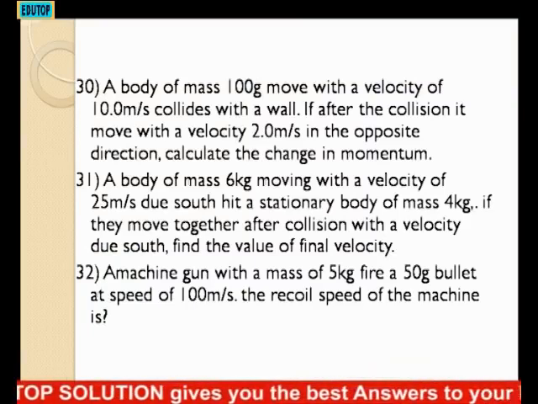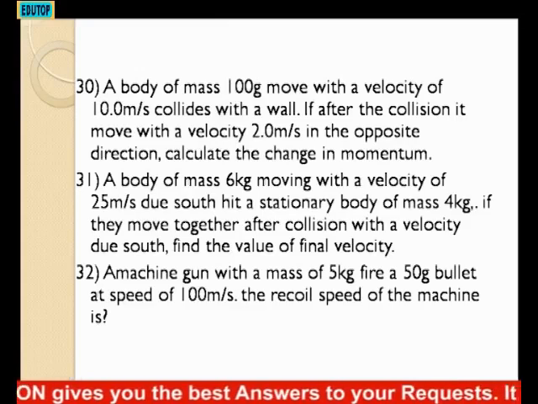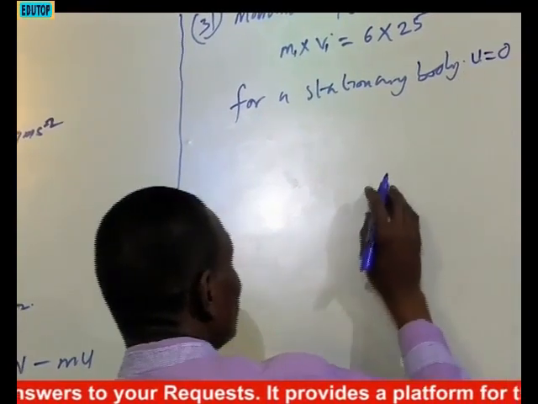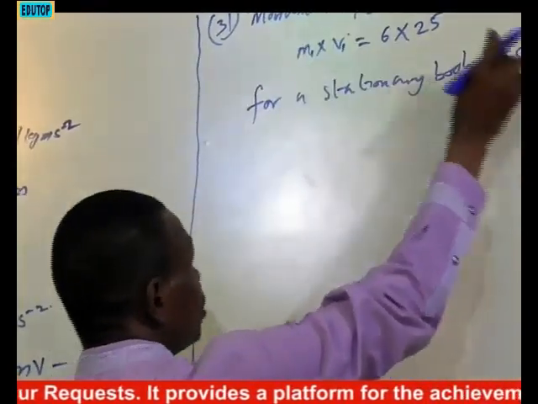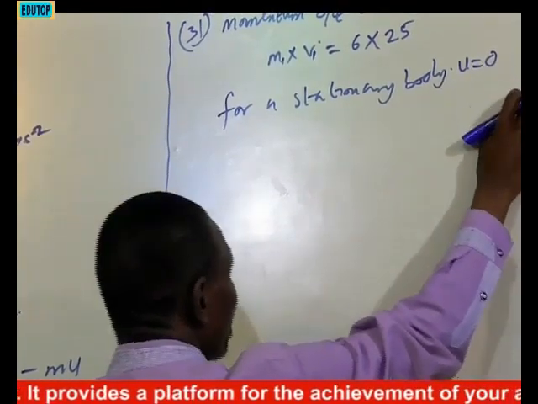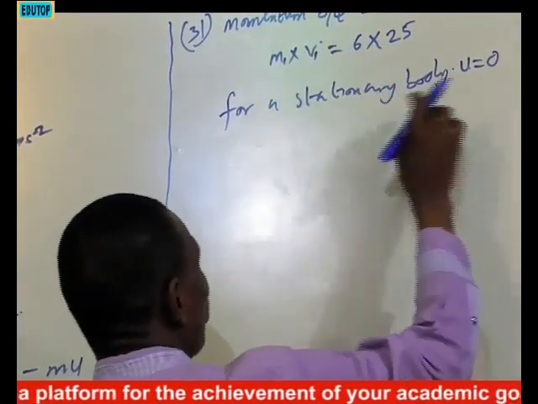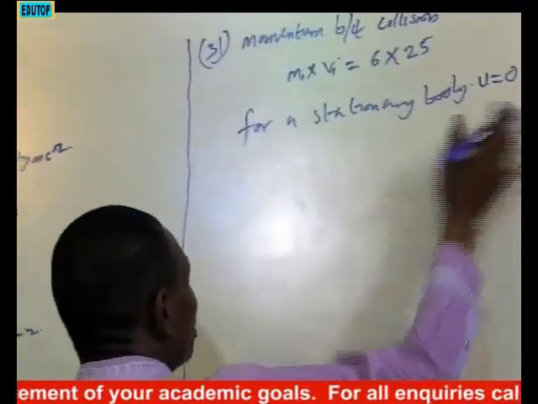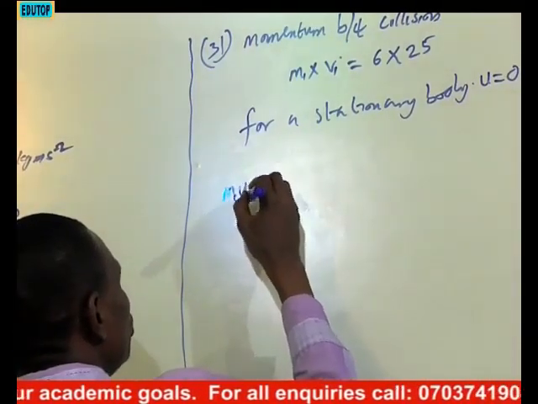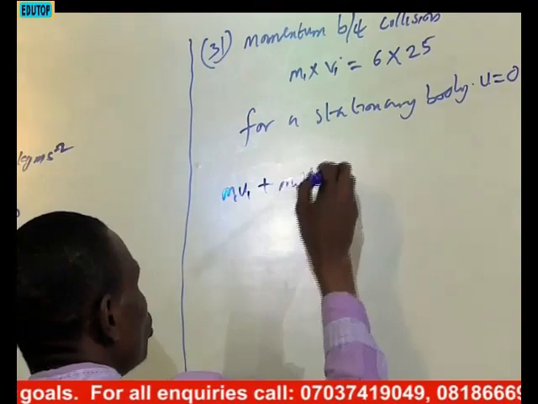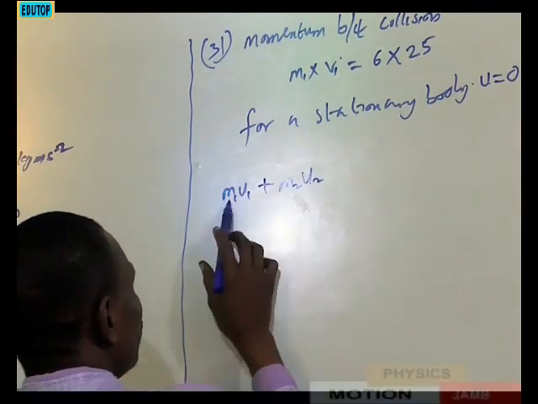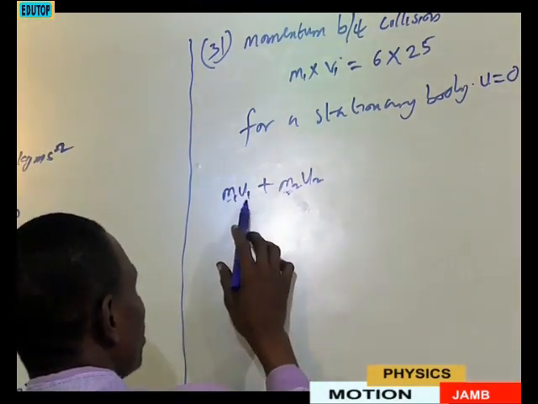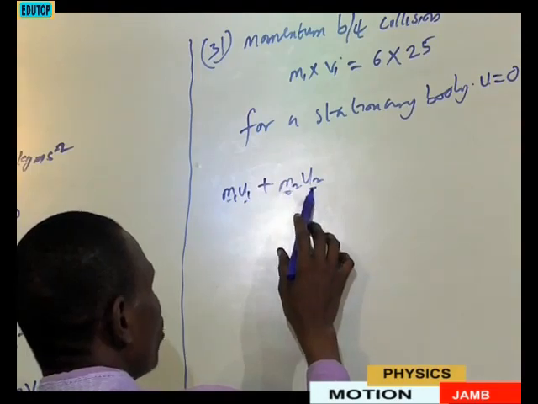So in this case, for a stationary body, the initial velocity will be equal to what? 0. Then if you multiply the mass with 0, everything will be equal to 0. If you have to write the equation for this body, you are going to have M1 U1 plus M2 U2. The mass of the body that is moving, the mass of the body that is stationary, the initial velocity for the body that is moving, and this U2 for the body that is stationary.